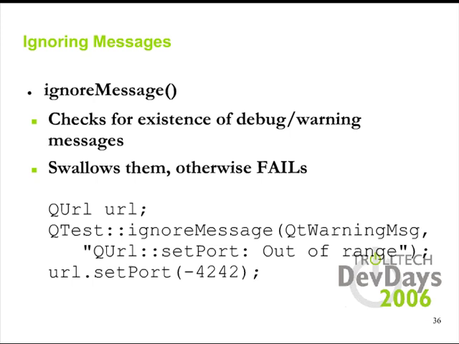We have a functionality to ignore messages, which is QTest::ignoreMessage. For example, I have a QUrl and a setPort of -4242. Of course, -4242 is an invalid port, so QUrl will complain: QUrl::setPort out of range. And now we actually want to test that QUrl complains, because if someone does it like this, we want to have an error which you can see. So we say QTest::ignoreMessage. It is a warning message, could also be a debug message or fatal message.